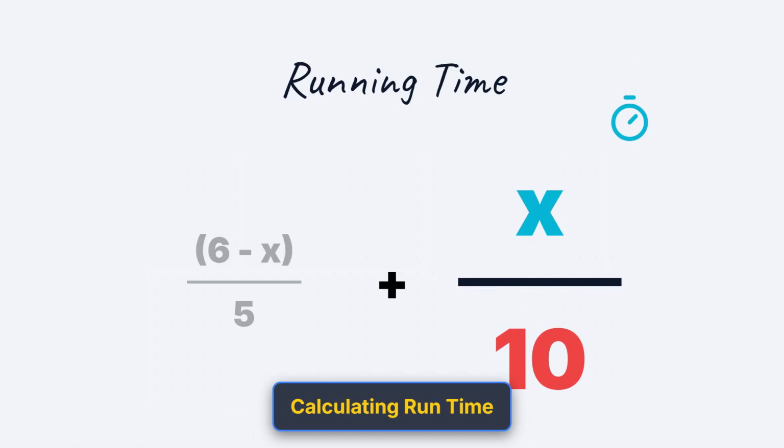Now do the exact same logic for running. The running distance is x km, and his running speed is a much faster 10 kilometers per hour. So, the time taken to run x km at 10 kilometers per hour equals x divided by 10 hours.